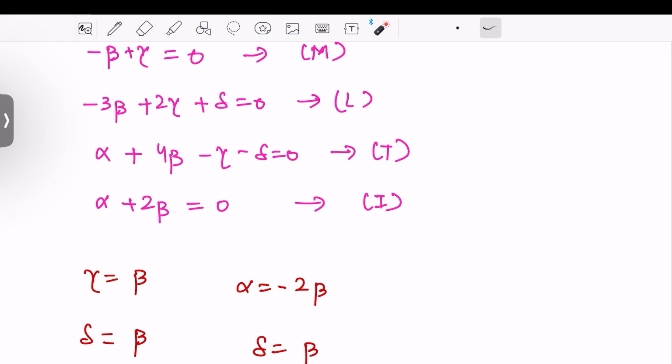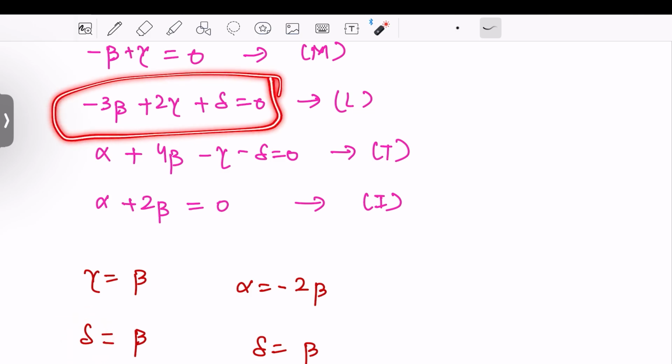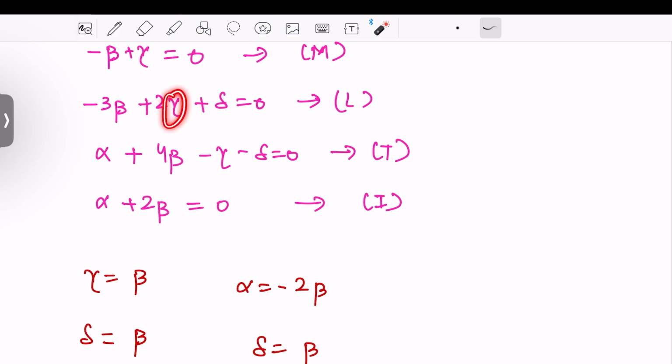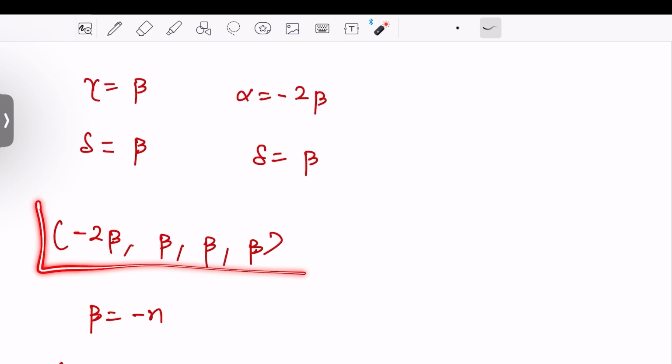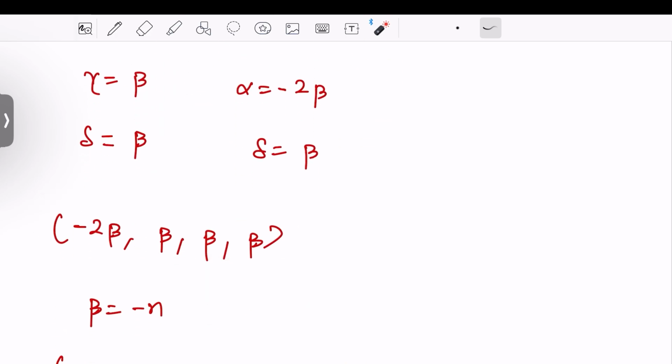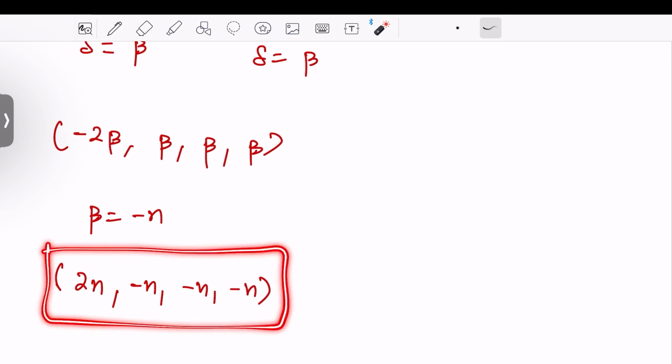And the third thing we want to know is delta, and you can plug it in here. When you plug this in terms of beta, you can see this becomes minus beta and this delta becomes beta. So you have all these answers, and this is your answer. If I put beta equal to -1, you can see this is my answer.